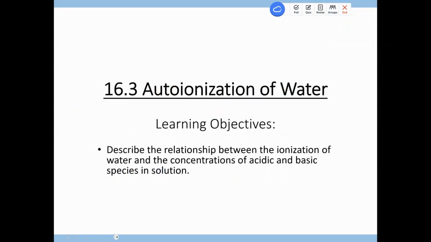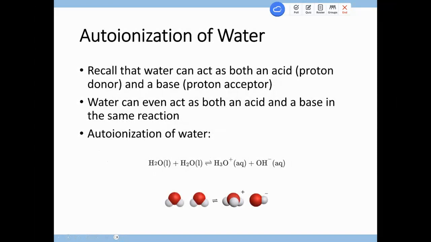So this next section is about the auto-ionization of water, which is essentially water itself becoming ions without anything else present. So remember, we saw multiple acid-base reactions with water. Sometimes water is an acid, sometimes water is a base, and I said it depends on what else is present in solution.